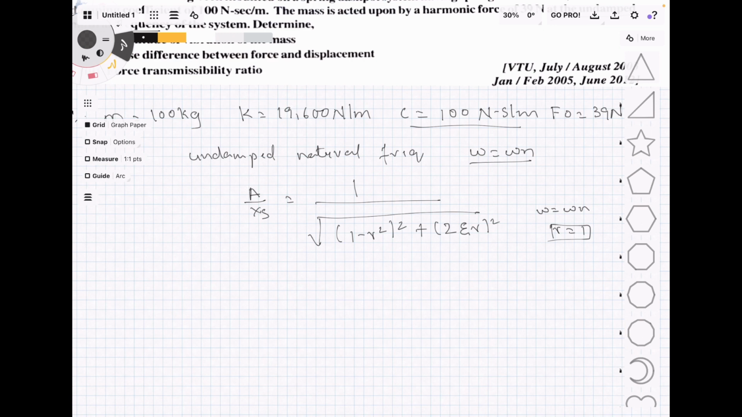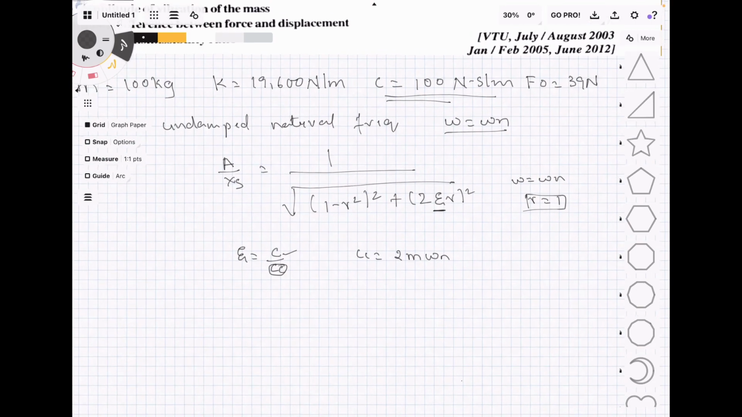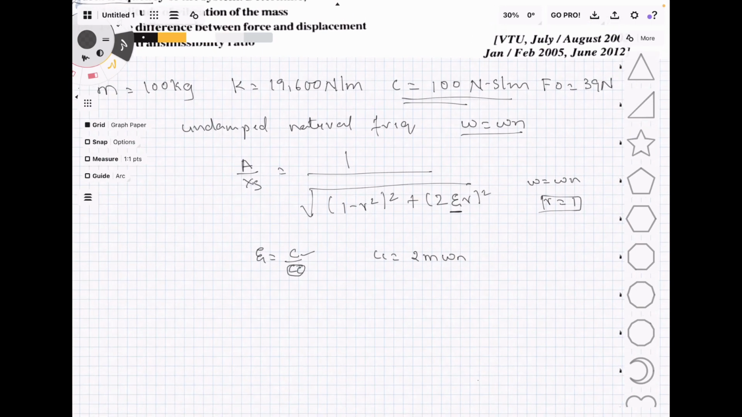So this will be the first case, that is r equal to 1. One more thing is, here the zeta value has to be determined. For that, they have given the c value. We know that zeta is equal to c by cc. We have the value of c here, and we need to get the value of cc. cc has a formula 2m omega n. So for that case, we need to find out the value of omega n here.